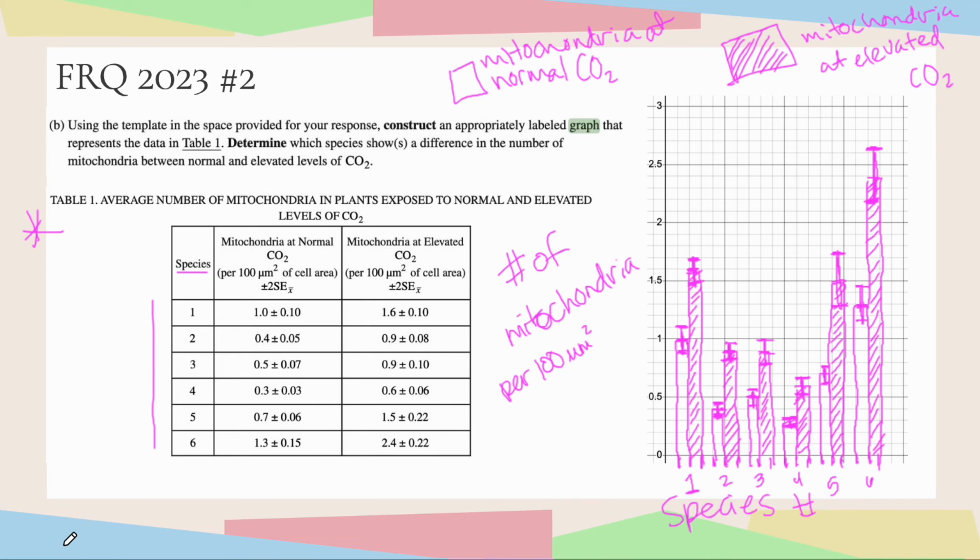So now that we have an appropriate graph here, the second part of the question asks us to determine which species shows a difference in the number of mitochondria between normal and elevated carbon dioxide levels. So when we look at all of our species, they all show a difference in the height of the bar, right? So that tells us that for all species, we see a difference in the number of mitochondria between the normal and elevated levels of carbon dioxide.